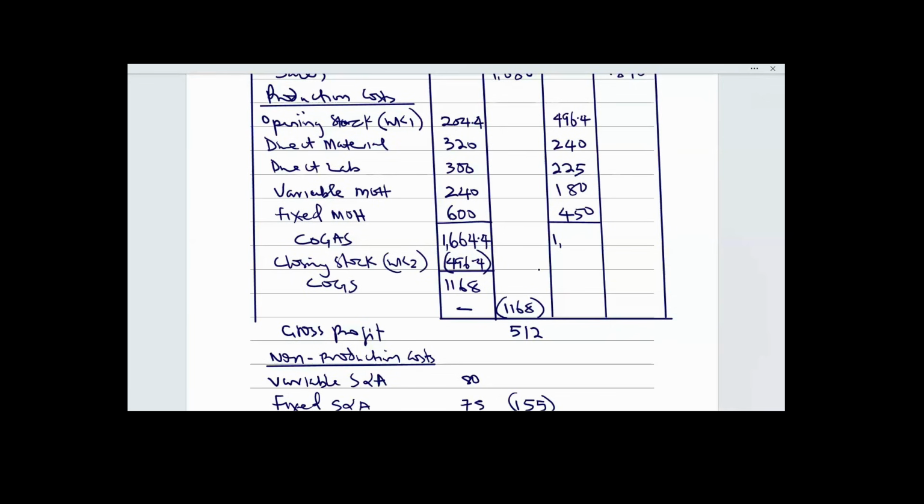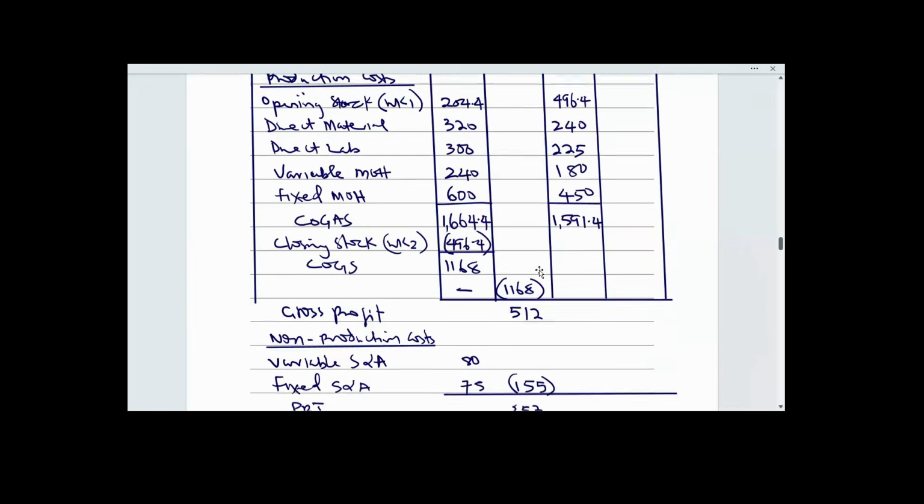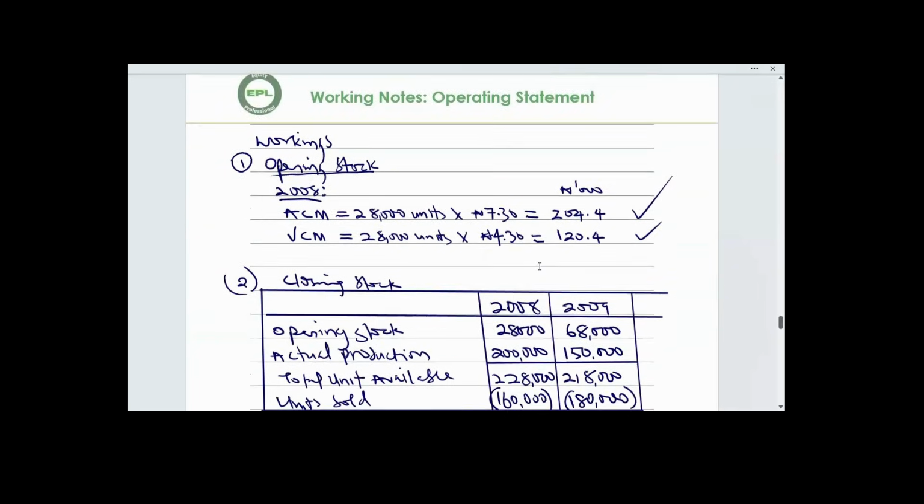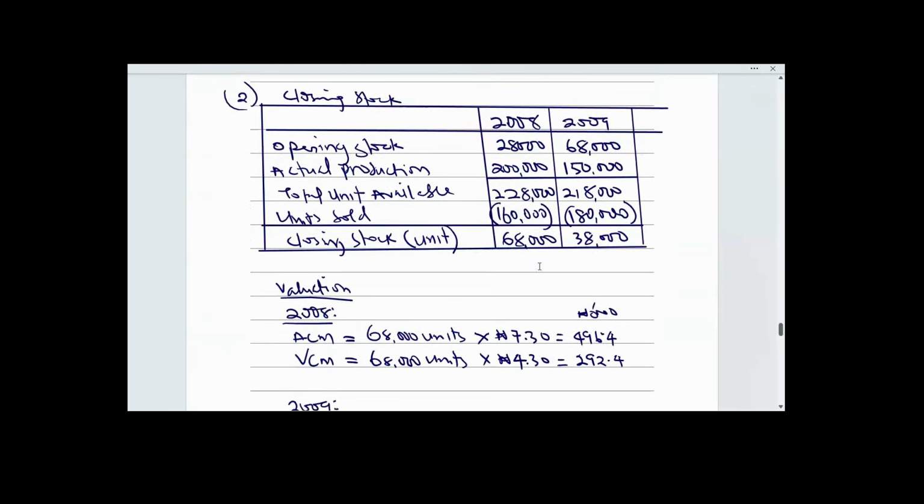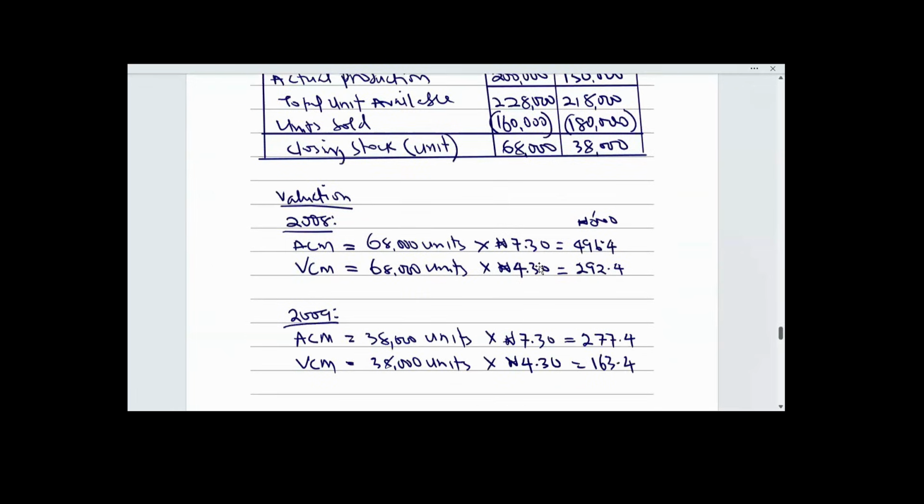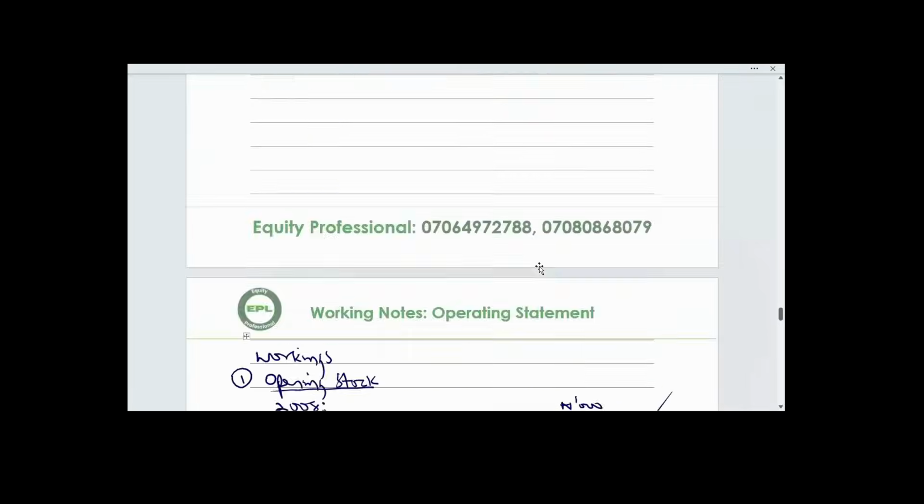159.1.4. Then closing stock. We have done the working before. In 2009, closing stock is 277.4.